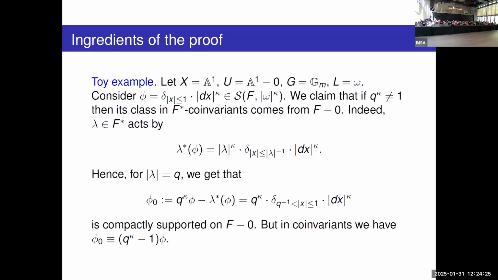And for this, we just observe that when we rescale this delta function, we get a delta function of another ball, times some factors. So when we subtract, we get a delta function of an annulus, so the difference between two balls, and therefore this is already something which lives away from 0. So in co-invariance, assuming that some factor is not 0, this q to the kappa minus 1 is not 0, you actually can realize the same element of the Schwartz space living on the smaller orbit. Okay, so that's very roughly the idea of the proof.